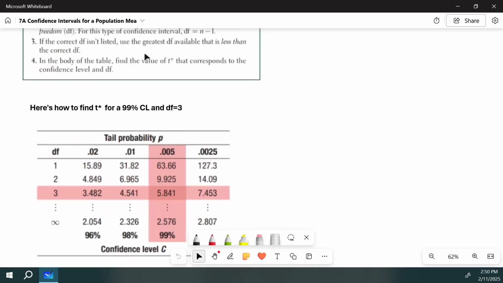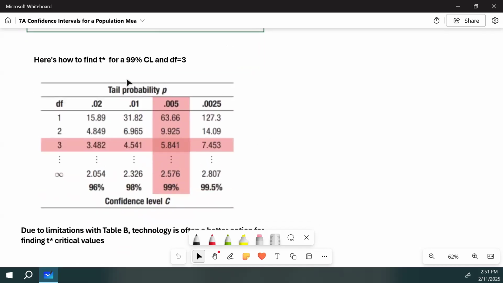Okay. And then in the body of the table, find the value of T star that corresponds to the confidence level and degrees of freedom. So 3 degrees of freedom is on the table. I go over. 99% confidence level, I go up. And where they overlap is 5.841. So this would be the T star critical value, 5.841.